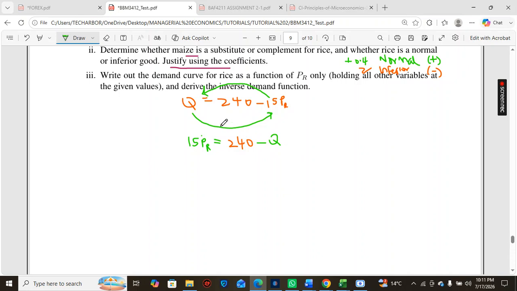Let me continue. Yes. So we have to make PR by itself. We have to remove this 15, so it means we divide both sides by 15. So our inverse demand function is going to be 240 minus Q over 15. But we can simplify it further.